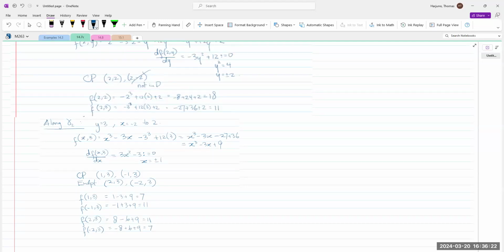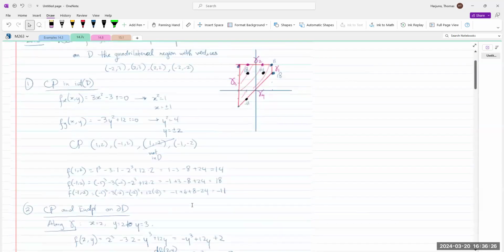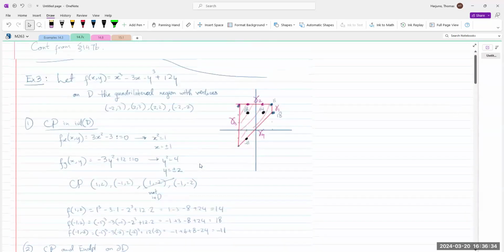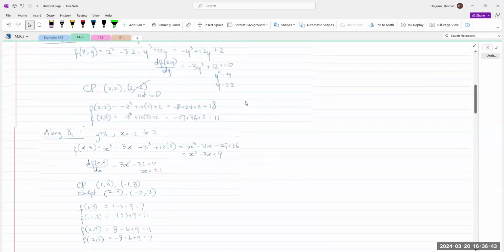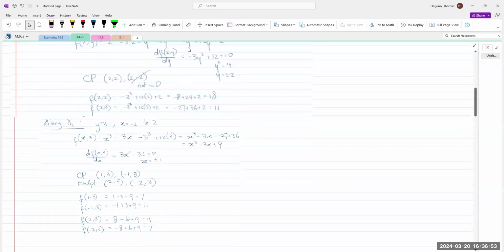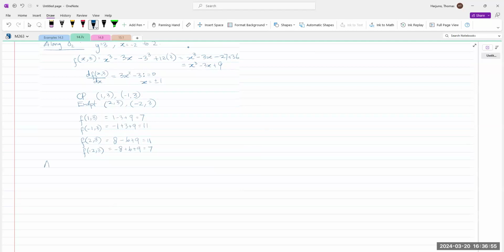Oh, okay, so using this, I'm sorry: F(1,3) is 11, F(-1,3) is 7, and F(2,3) is 11, F(-2,3) is 7, so this is also 7 here. Okay, now gamma 3. So you see how painful it will be, right?